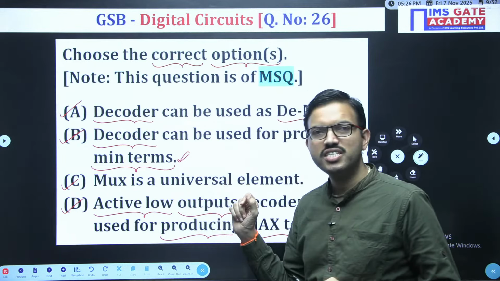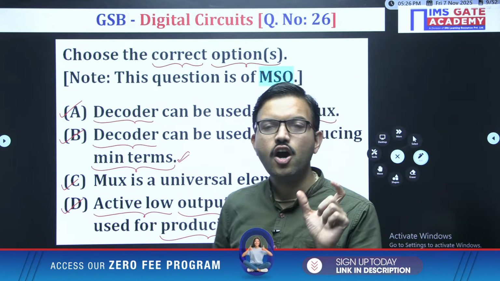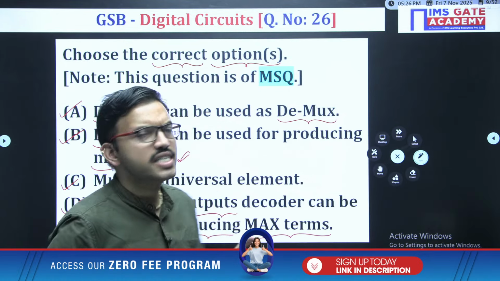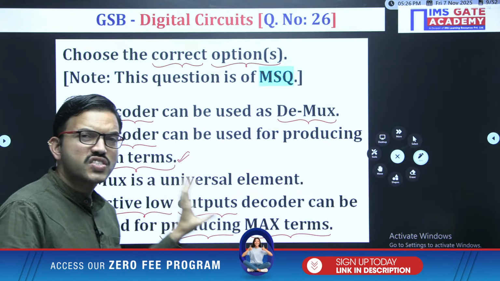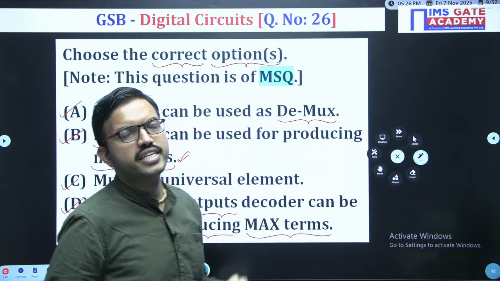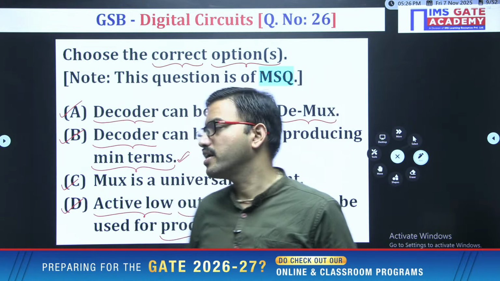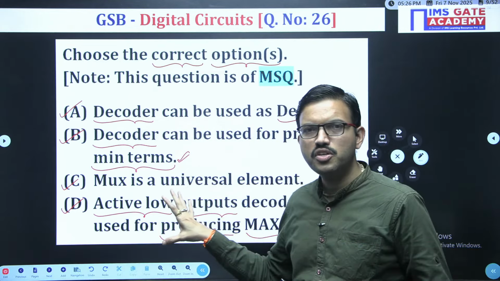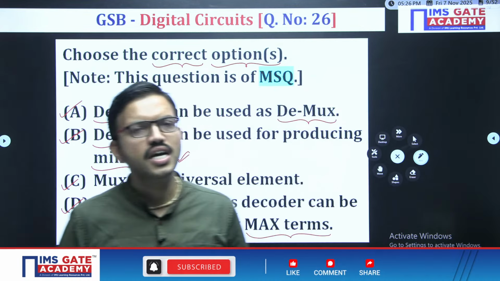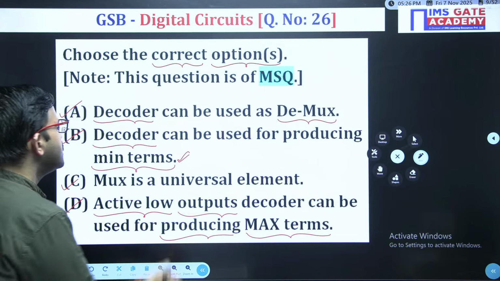What is that condition? Very simple. Whatever Boolean function you want to produce, how many variables does that function have? Exactly the same number you have to consider as the number of selection lines of the mux. Then with the help of a single mux, you can get the respective Boolean function which you want to generate. But if the number of variables of that Boolean function and the number of selection lines of the mux do not match, then you may require extra muxes. So definitely you can implement that particular function overall. Mux is the universal element.